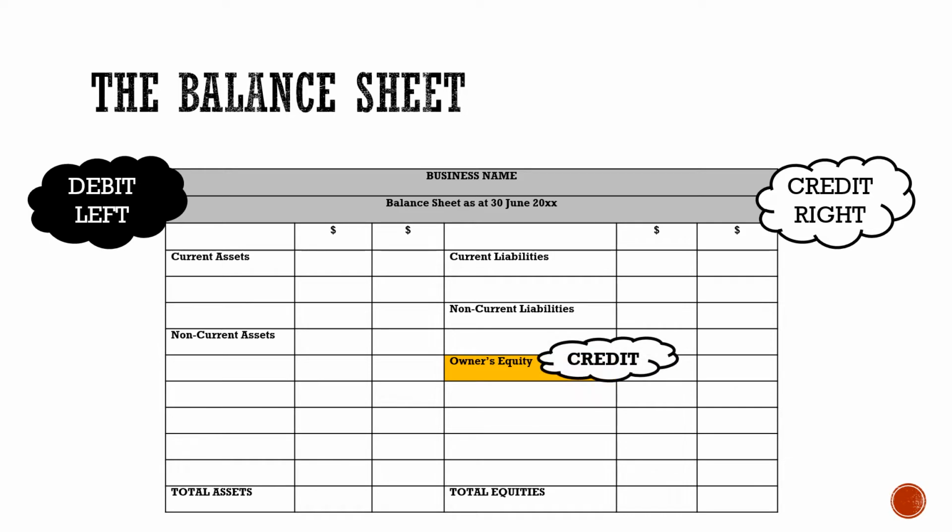has a credit nature. However, it is important to note that the owner's equity is made up of a few components. Firstly, capital. Secondly, drawings. And lastly, net profit, which can be further broken down into revenue and expense. To establish the debit or credit nature of the capital, drawings, revenue, and expense accounts, we need to look at their relationship with the owner's equity.